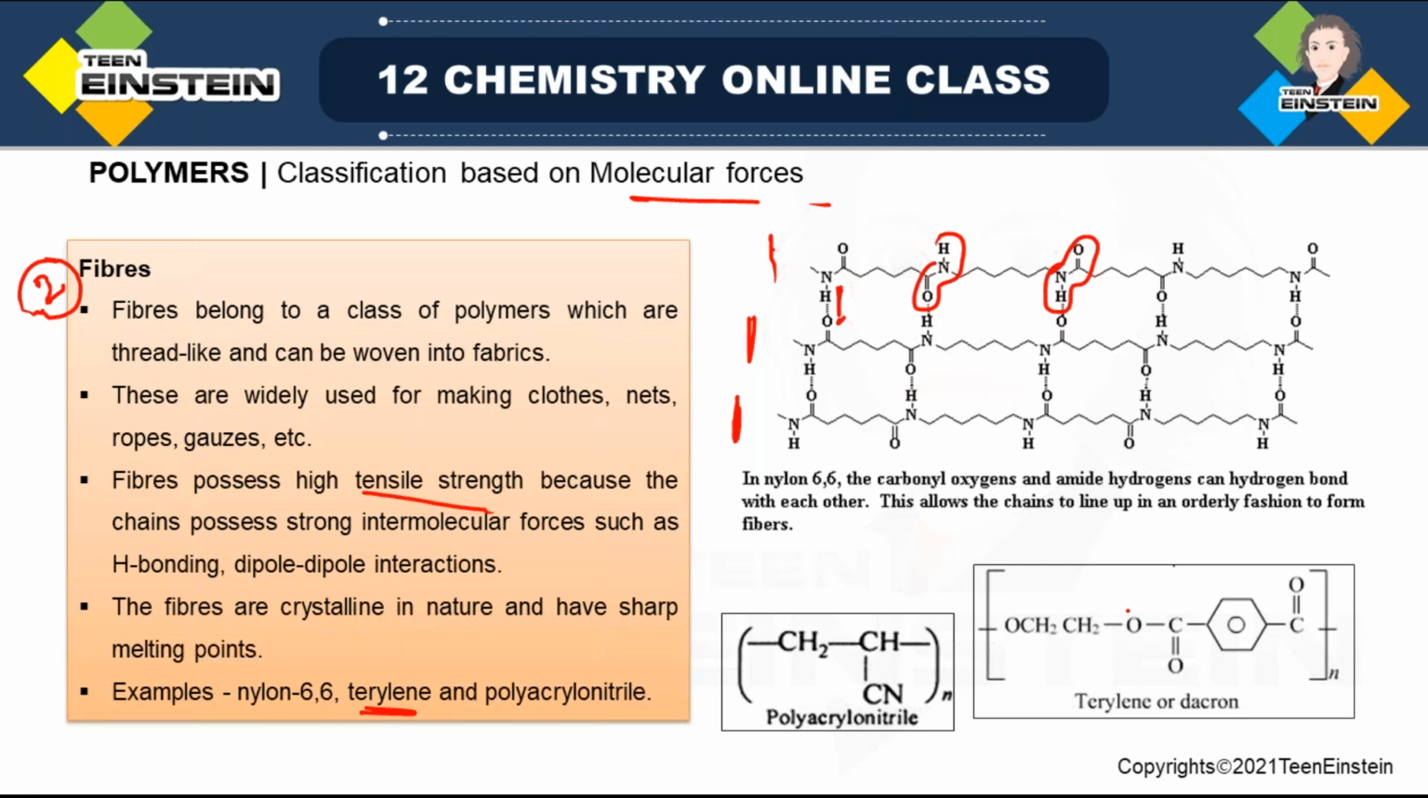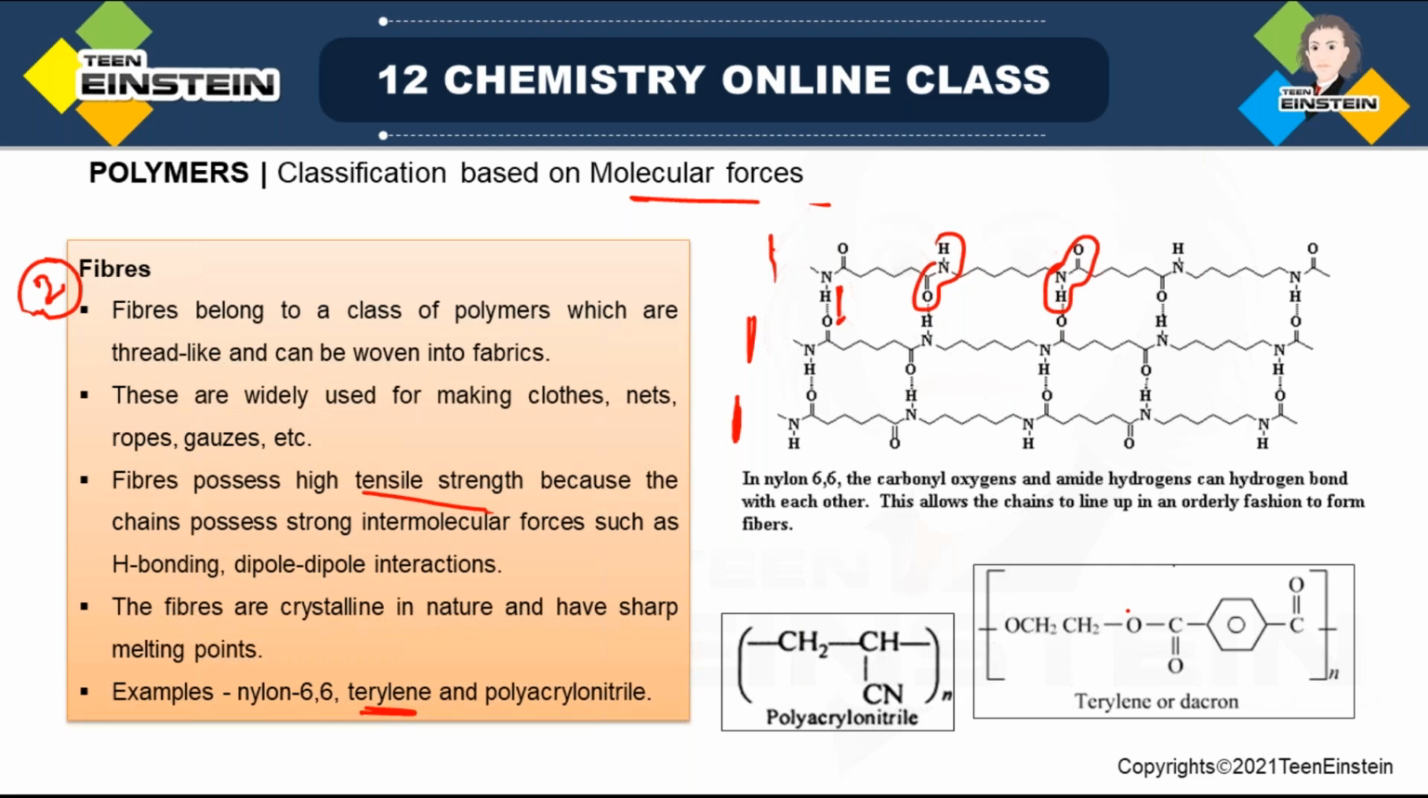Then polyacrylonitrile, CH2-CHCN is the repeating unit, and terylene or dacron, that you have already seen as an example under condensation polymerization. Remember, when you make it, you are removing a water molecule. So that is why we have given the same example under condensation polymerization. And now we are giving it here because it also has strong intermolecular forces like hydrogen bonding or dipole-dipole interaction.